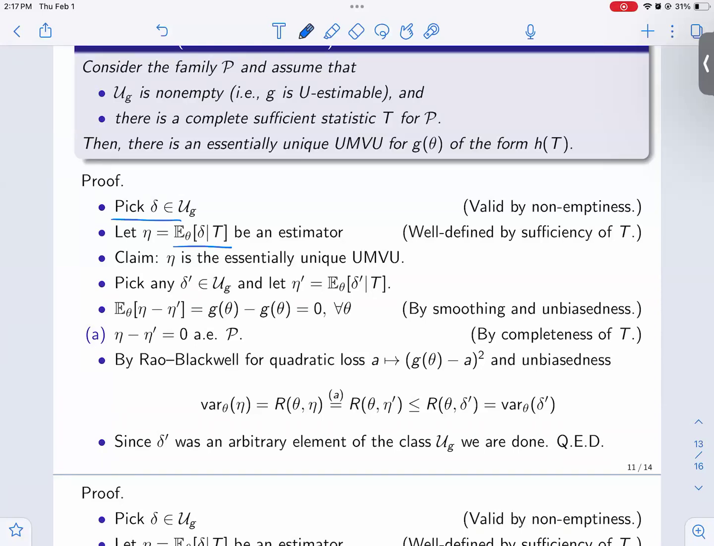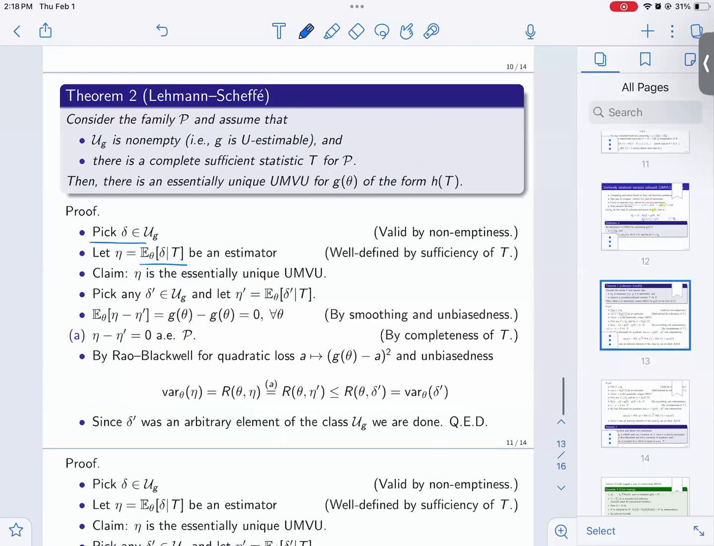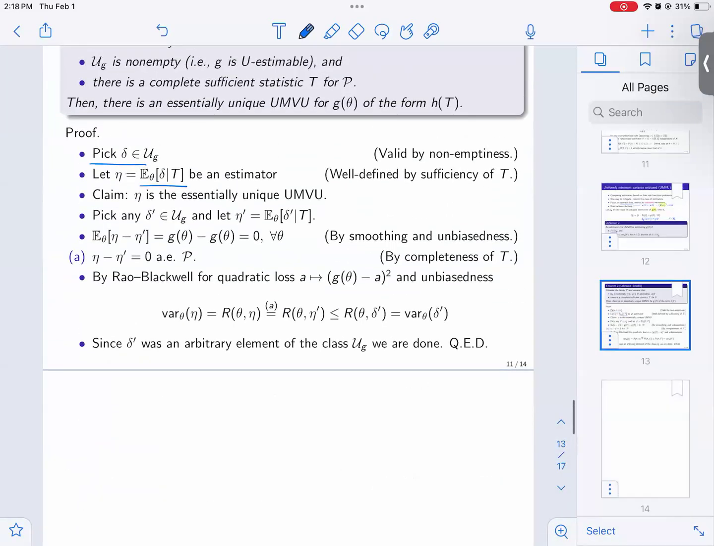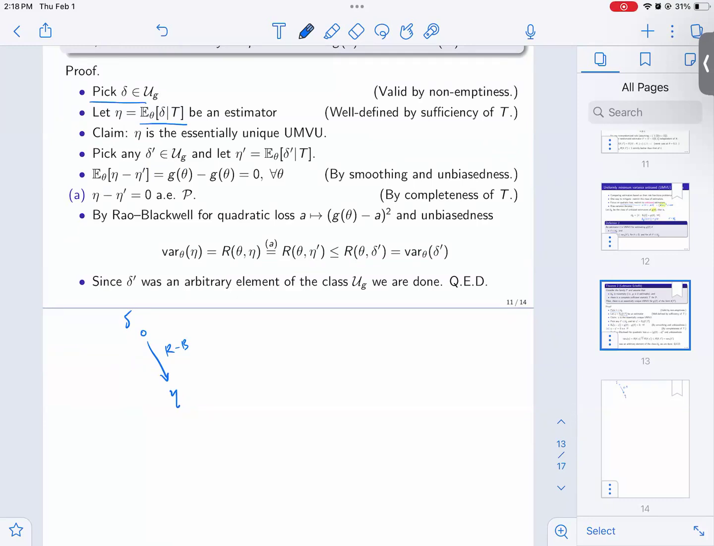This is Rao-Blackwellization, and because T is sufficient, it's well defined by sufficiency. Hopefully by this point you understand what this means. So eta is really the estimator we need for G(theta). Another claim is that this is essentially unique, which is a pretty impressive result. Because you start from any unbiased estimator, you condition on T, you get the UMVU, and it's essentially unique. So the way it works, the easiest way to see it is: I have delta, I do this Rao-Blackwellization, and I get eta.